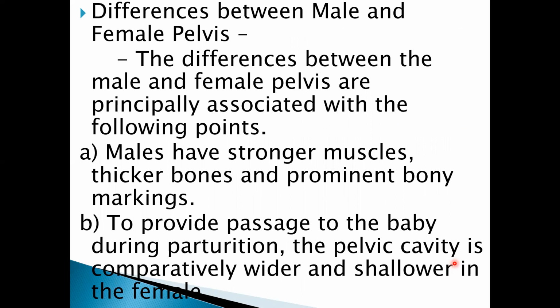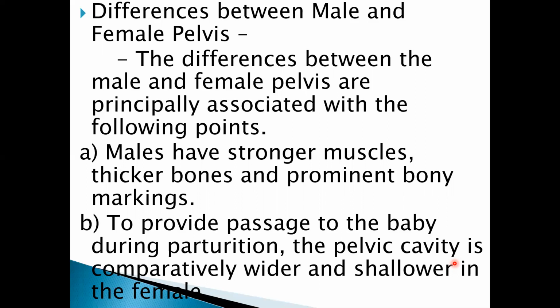Differences between male and female pelvis. The differences between the male and female pelvis are principally associated with the following points. First, males have stronger muscles, thicker bones, and prominent bony markings. So obviously these features will also be seen on the pelvis. The muscles attached to the pelvis will be stronger, the bones of the pelvis are thicker, and as the bones are thicker, the bony markings are also more prominent in males than females.